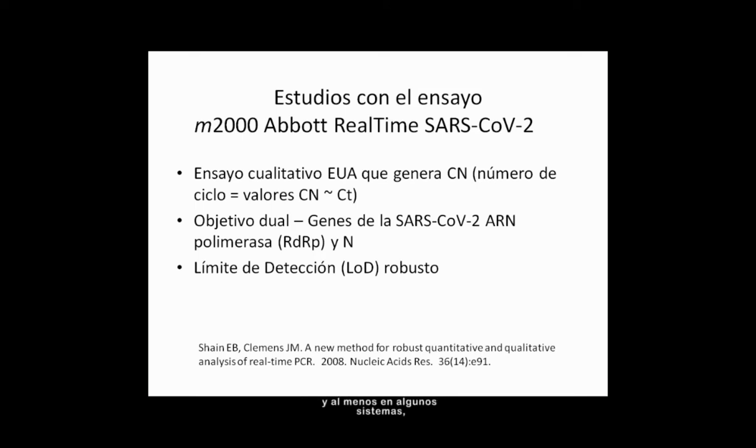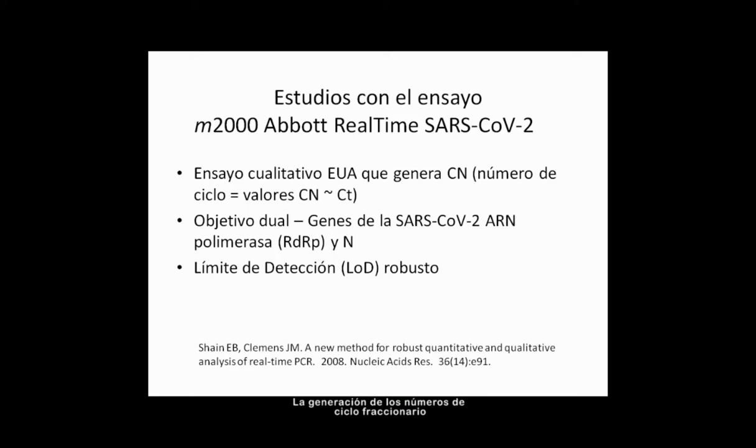At least in some systems, we call that threshold a cycle threshold. So it's the amplification cycle number at which that threshold for detection is reached. The Abbott systems use a slightly different thresholding measurement. It's called the fractional cycle number, or just CN, or cycle number for short. But I'll refer to that as a cycle threshold or use those terms interchangeably.